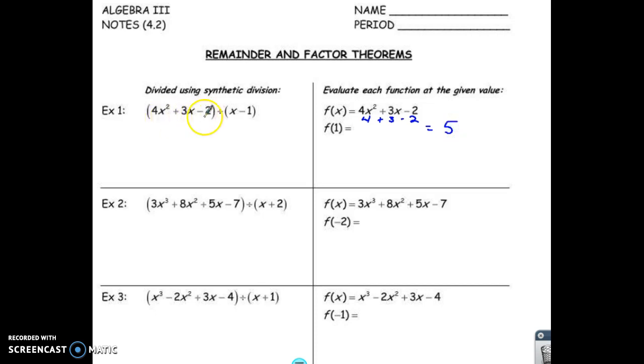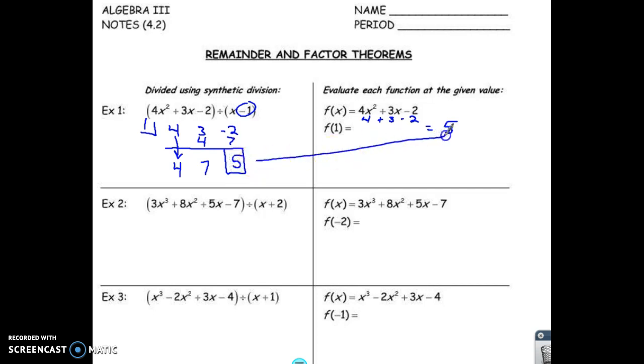When we synthetically divide, again, we want to make sure this is in descending order, 2, 1, and 0, which it is. We're going to write down our leading coefficients, and now we draw our line, and what goes in the box? Well, it's the opposite of this, a 1. We always bring this first number down. 4 times 1 is 4. We're going to get a 7. 7 times 1 is 7. Add, and notice what our remainder is, a 5. Do you see how this answer and that answer, it's just like plugging it in.